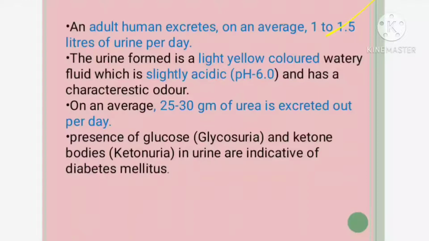The urine formed is a light yellow colored watery fluid. It is somewhat acidic in nature, with a pH below 7, and has a characteristic odor. Yes, it has a smell, isn't it? On average, 25 to 30 grams of urea is excreted per day. How much urea is excreted from our body? 25 to 30 grams.